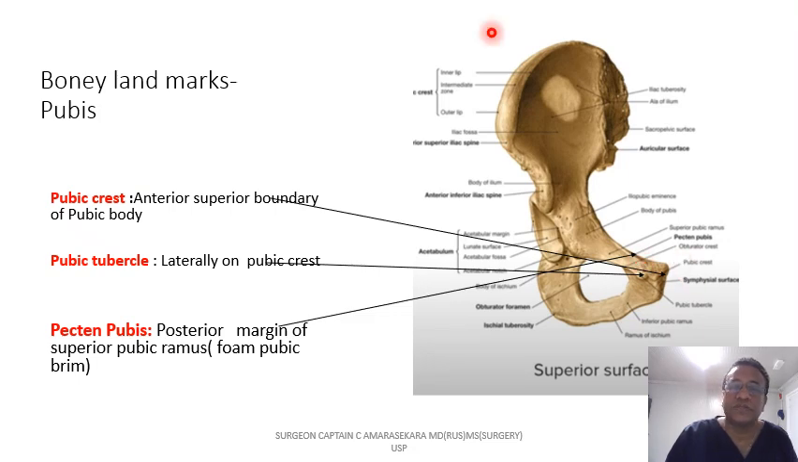So these are the key and essential landmarks. They are essential in procedures like hernia repair, pelvic fracture fixation, and abdominal wall reconstruction. Especially please note that the pubic tubercle is a key reference point in identifying femoral versus inguinal hernias.